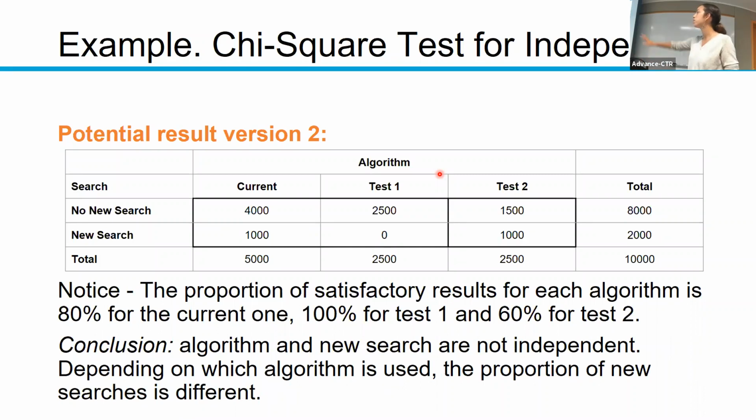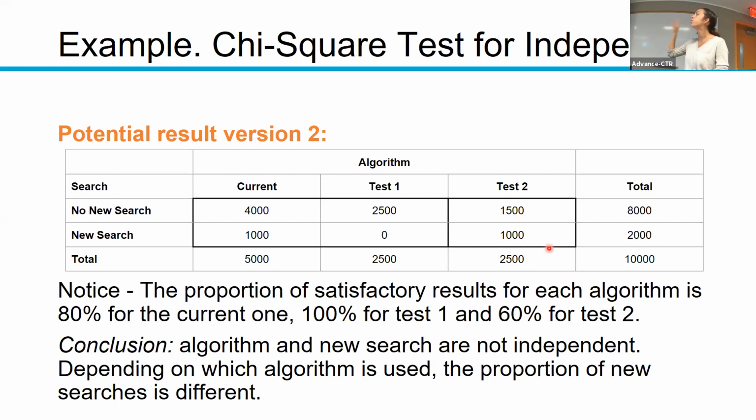If on the other hand, our observed table looked like this, so the probability of no new search under the current algorithm were 4,000 over 5,000, which is again 0.8, while the probability of no new search in test algorithm 1 is 2,500 over 2,500, which is 1. And then the probability of no new search in test algorithm 2 is 1,500 over 2,500. What we'd be getting is that the proportion of satisfactory results is 80% for the current algorithm, 100% for test 1, and 60% for test 2.